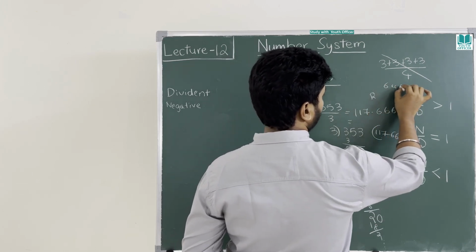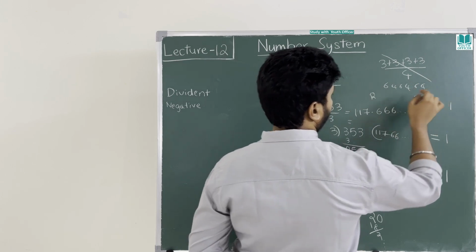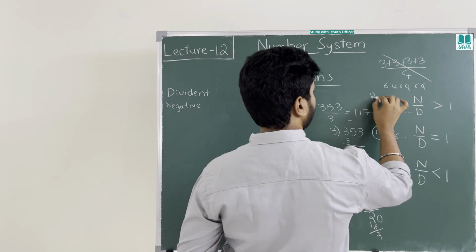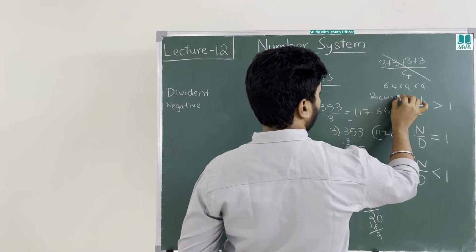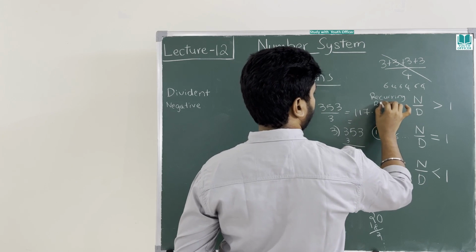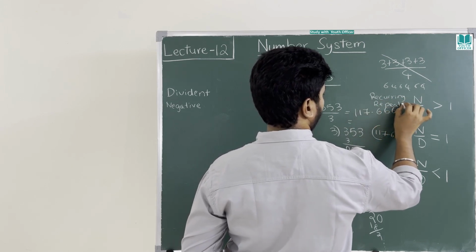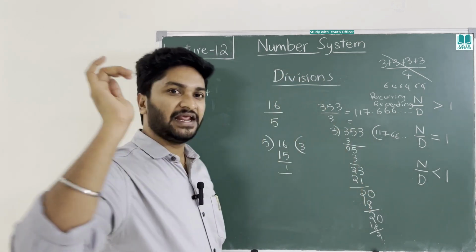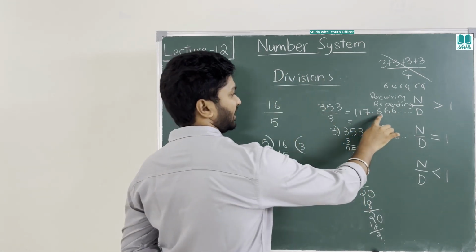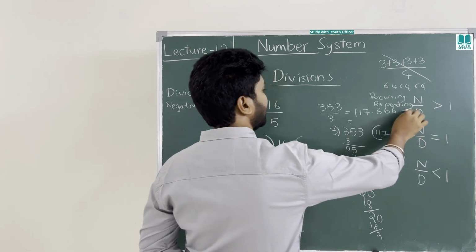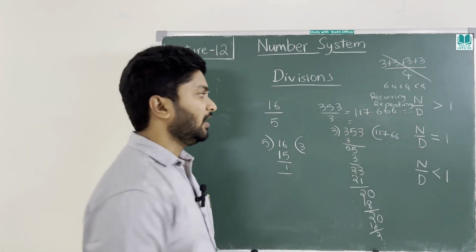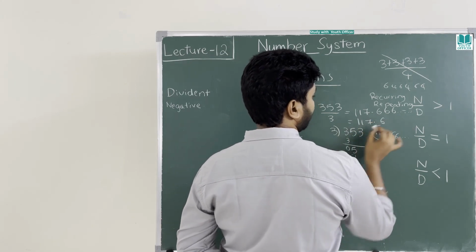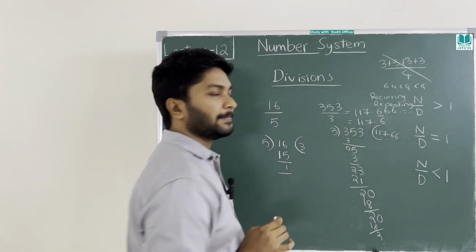Sometimes 64 may also come again and again, depending on the division. This is recurring, repeating. The same digit is coming again and again, for unlimited time. When it keeps repeating, what do we do? 117 point, only 6 is repeating, so we put a bar on top of it.